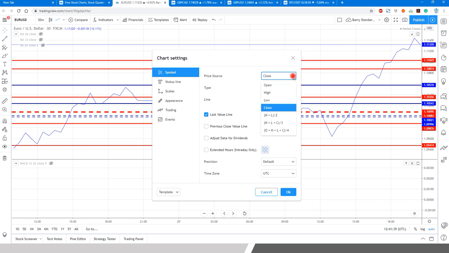So we could technically now get the line chart based on just the open price, or based on just the high price, or just the low or the close. But we can also get it with the high plus the low divided by 2. We can get it the high, the low, and the close divided by 3. All irrelevant pieces of information.